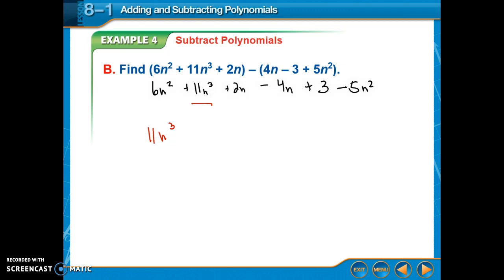My next highest power, so I have 6n squared and negative 5n squared to make a total of 1n squared. And then I have 2 and negative 4, which makes negative 2n. And then I just have my constant. And then that would be your new polynomial once you subtract those two.